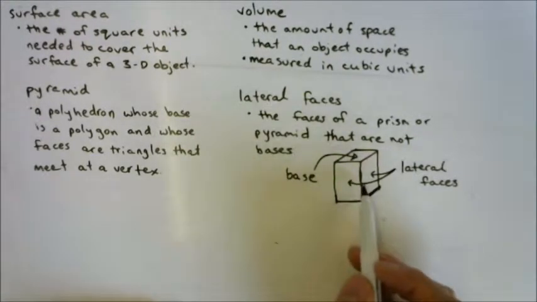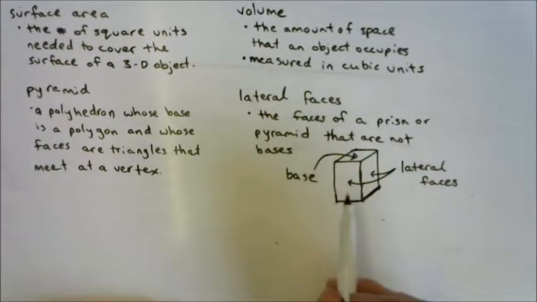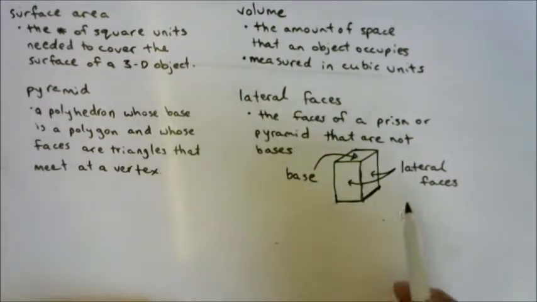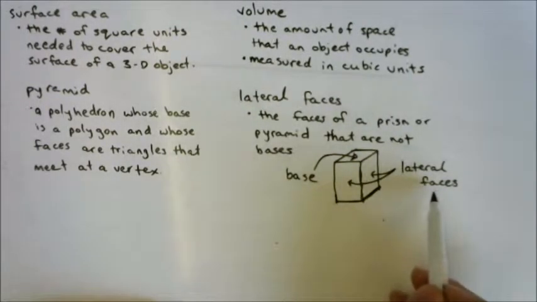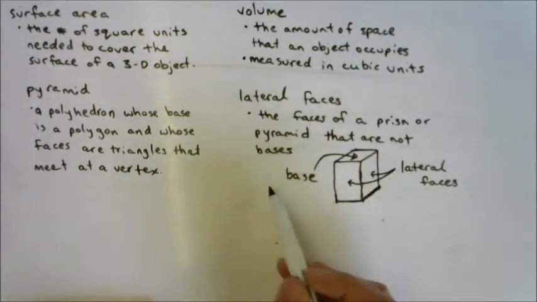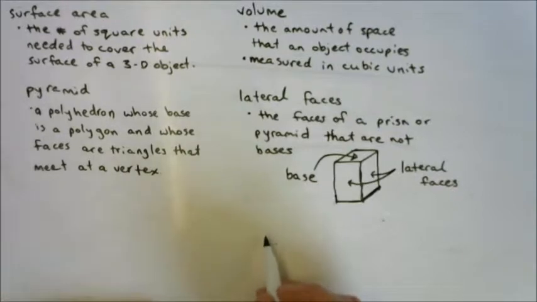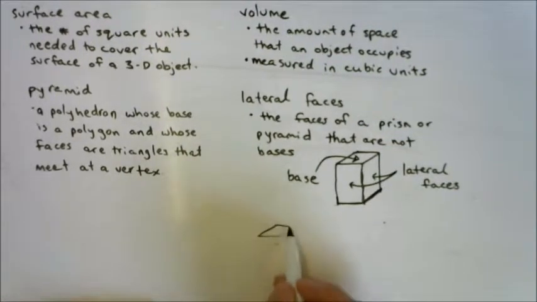There are 6 faces on this rectangular prism. The top and bottom ones are called bases. Okay, there are 2 bases on this prism, and there are 4 lateral faces. But there's 6 faces altogether. 2 of them are called bases. 4 of them are called lateral faces. Okay, if you were to draw a pyramid it is a little bit tougher. You don't necessarily need to try this.